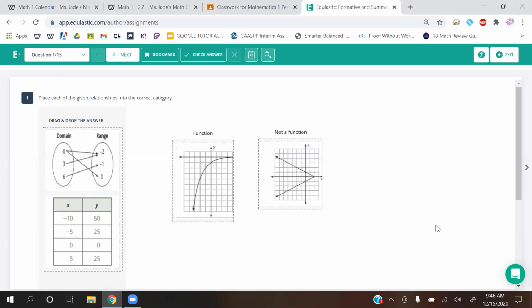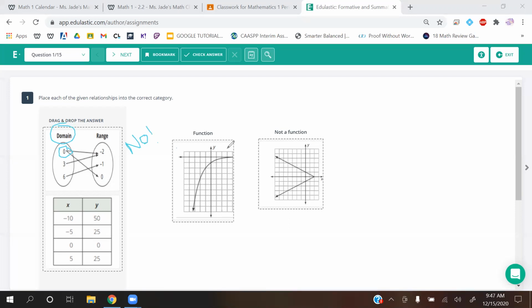All right, next, let's do this one. So I'm gonna annotate. So for a function, you want every input, which is the domain, so you want everything in the input to only have one output. So let's take a look at the number zero. This is one of our inputs. It has two arrows coming out of it. That means this input has two outputs. That means this is not a function.